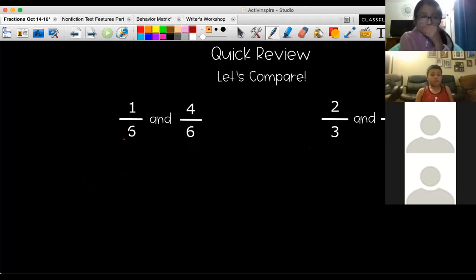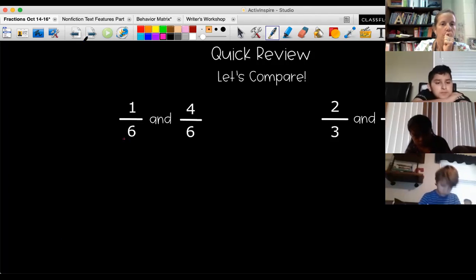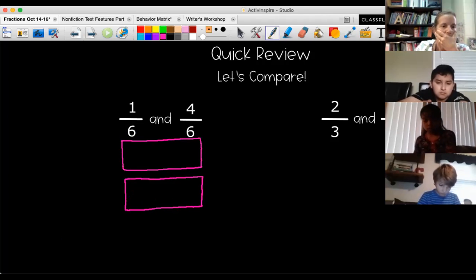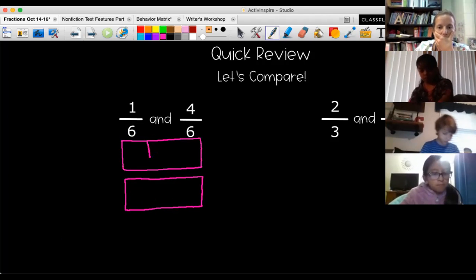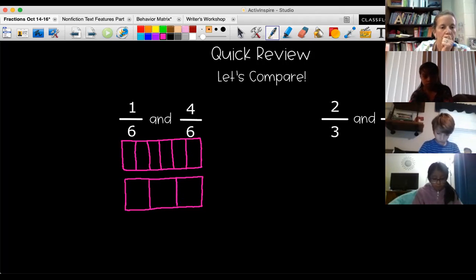Let's start together with 1/6 and 4/6. We're going to draw this one out. What would I do first? Guadalupe, what would I do first? Draw the two rectangles. And what's special about the rectangles? They have to be the same size. Same size. And Alex J, how many equal pieces am I dividing my rectangles into? 6. Yep, just the first one or both of them? Both, because they have the same denominator. Boom! Nice work, Alex J.